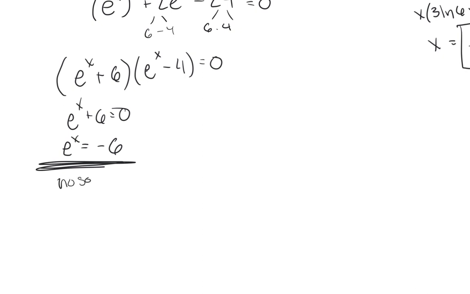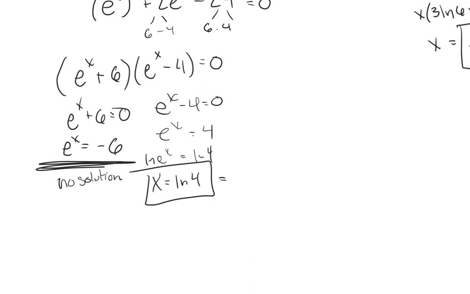No solution. Let me check this one. e to the x minus 4 equals 0. e to the x equals 4. Then we do ln of e to the x equals ln of 4. Those are inverse functions, so x is equal to ln of 4. And that will be your answer. And that is also equal to 1.3863.